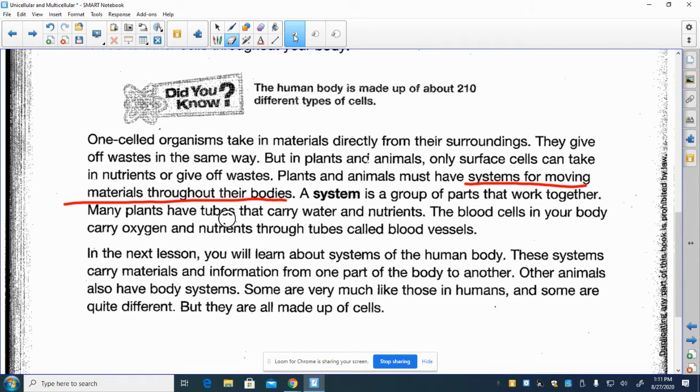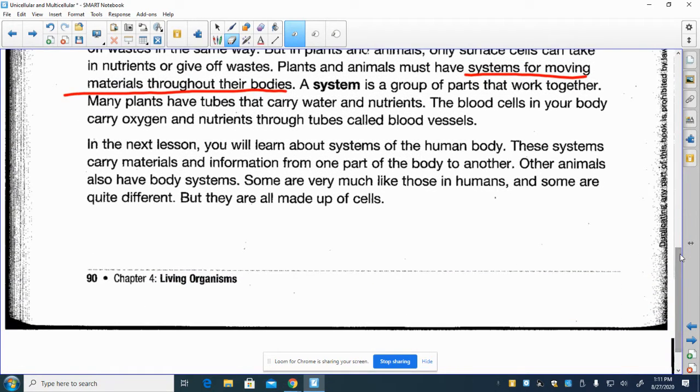Many plants have tubes that carry water and nutrients. The blood cells in your body carry oxygen and nutrients throughout tubes called blood vessels. In the next lesson, you will learn about systems of the human body. These systems carry materials and information from one part of the body to another. Other animals also have body systems. Some are very much like those in humans, and some are quite different. But they are all made up of cells.